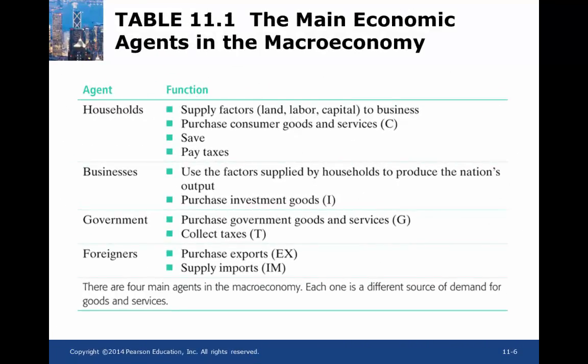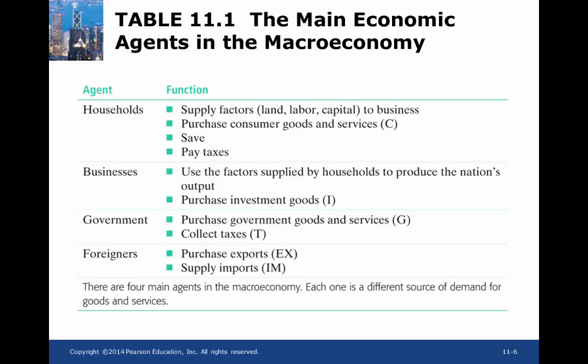Table 11.1: the main economic agents in the macroeconomy. There are four agents in the macroeconomy: households, businesses, government, and foreigners. Households supply factors like land, labor, and capital to business. They purchase consumer goods and services. They save, and they pay taxes.